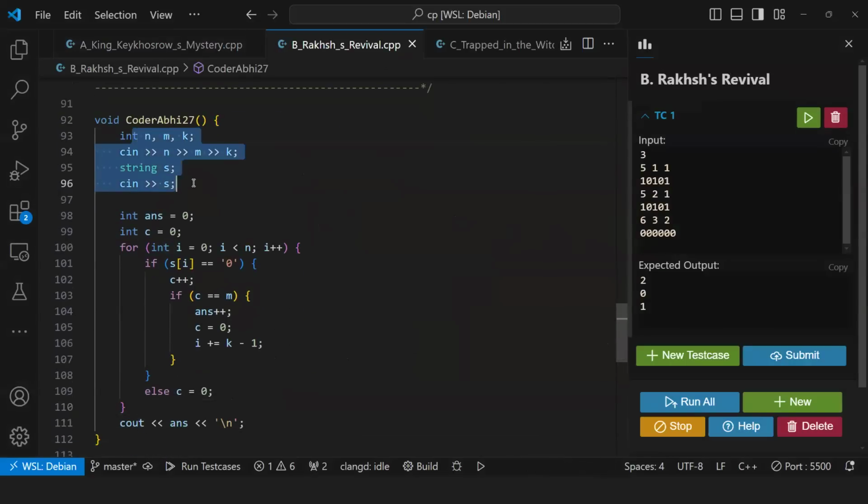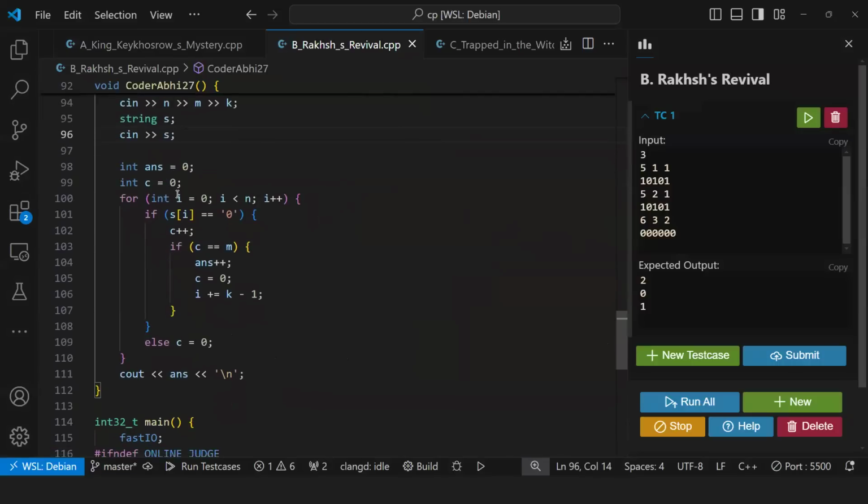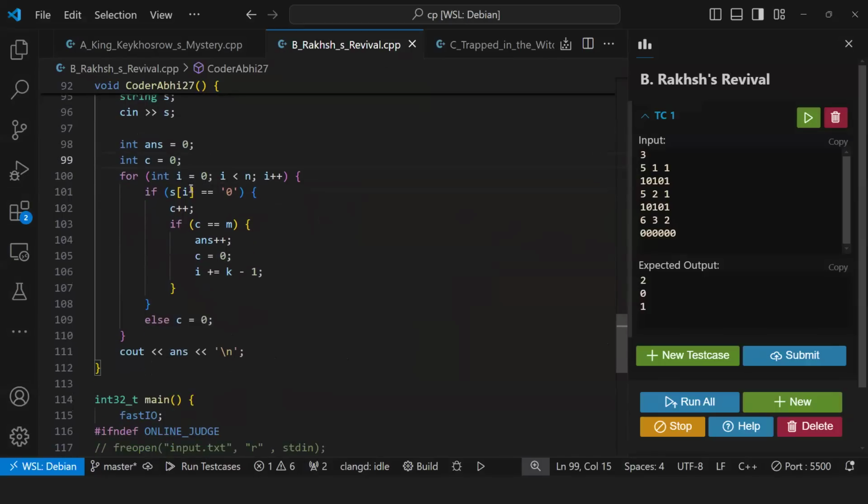So we take the input n, m, k, and the string s, and then I run a loop starting from 0 to n. I maintain a C variable which will store the number of consecutive zeros. Whenever we get the string value as 0, then we would do C++, and else if we get a 1, we would reset C to 0. This way we are keeping the count of consecutive zeros. And whenever this consecutive count reaches m, we would do an answer plus plus.